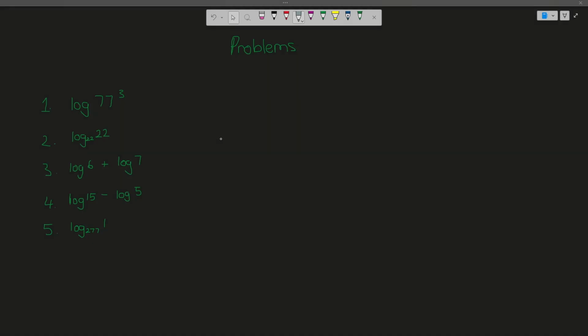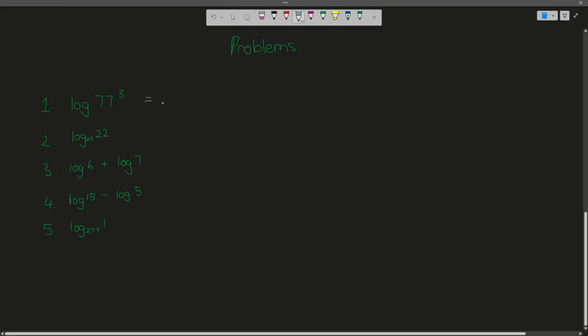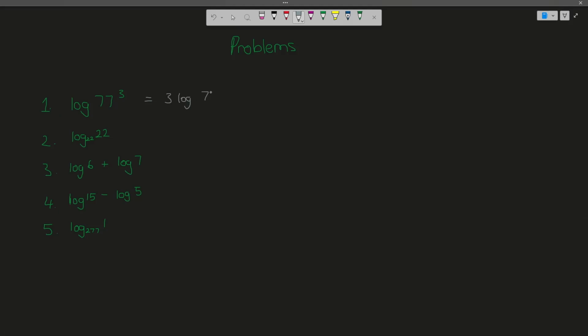Here are some problems. Pause the video here and have a go at them, and then come back and we'll solve them together. With our first one, remember that when we log a number with a power, we can bring the power out the front. So simply, it equals 3 log 77. Number 2, we have log base 22 of 22. The base and the number is equal. Therefore, this just equals 1.